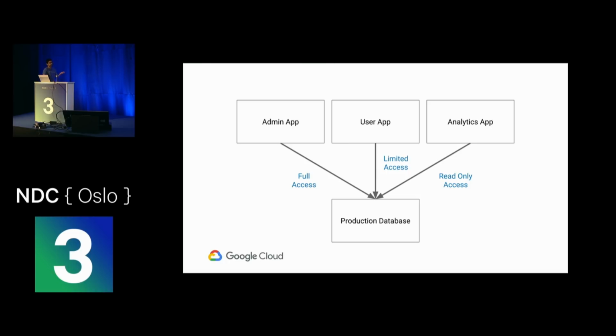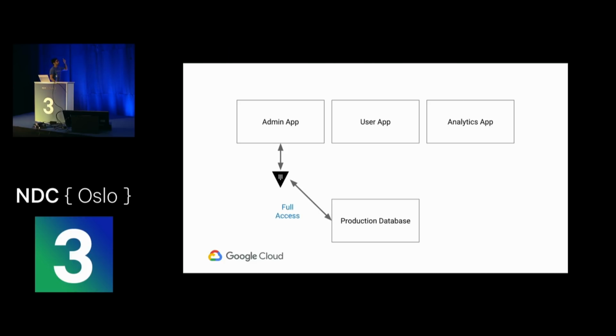But how can Vault help with this, basically, right? So instead of giving your admin app, your user app, your analytics app its own username and password, the admin app actually talks to Vault and says, hey, I am the admin app. Can you give me back a database credential? And Vault will actually talk to the production database or whatever database, create a user on the fly, and then return that user back to the admin app. And now that admin app can use that to access the production database.